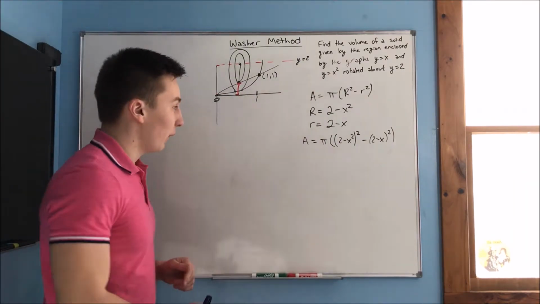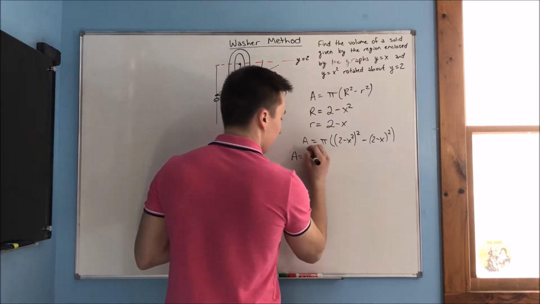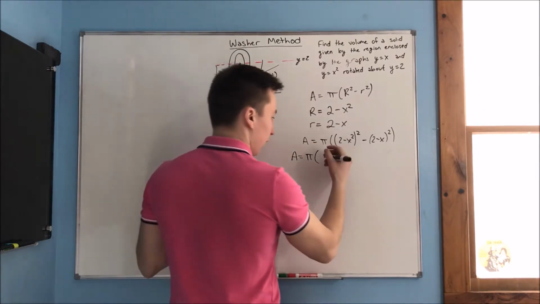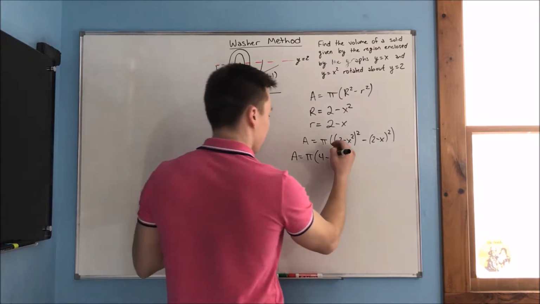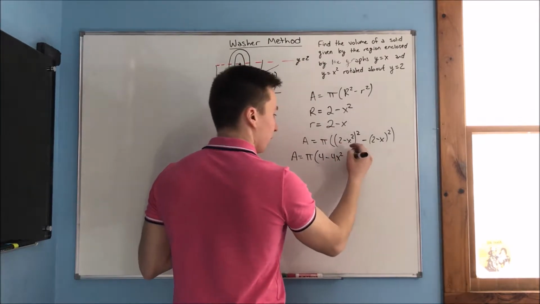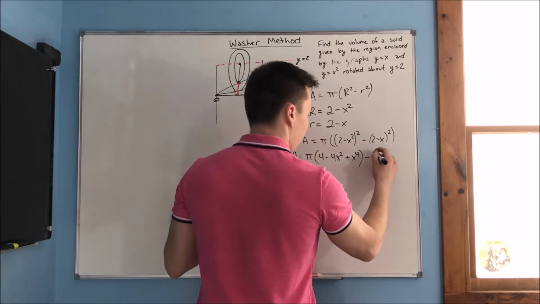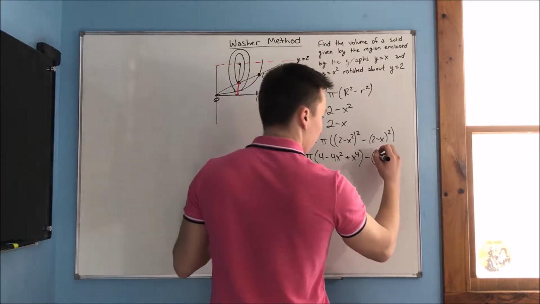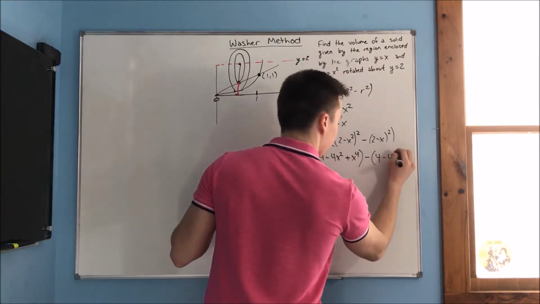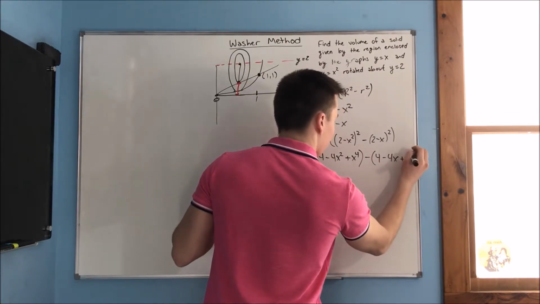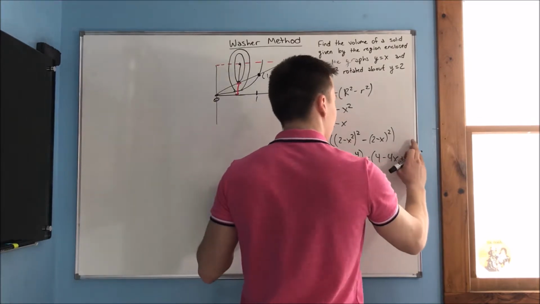Alright, so when we FOIL this out here, we are going to get that our area equals pi times, well, we get a 4 minus, we have a 2x squared minus 2x squared, that's going to be minus a 4x squared, then we're going to get plus x to the 4th. Alright, and then we're also going to get a minus, and we have a 4 minus, we're going to get a minus 4x here, and we're going to get a plus x squared. Oh, no, sorry. I don't know why I put that there.